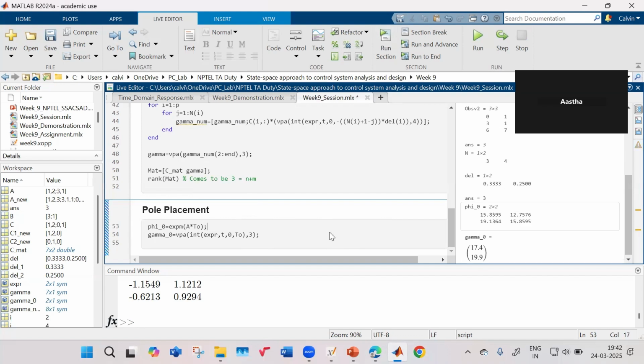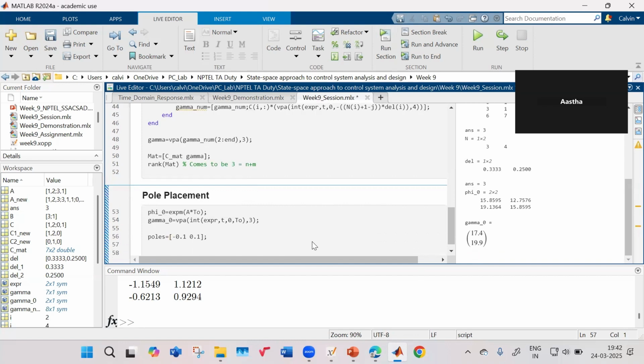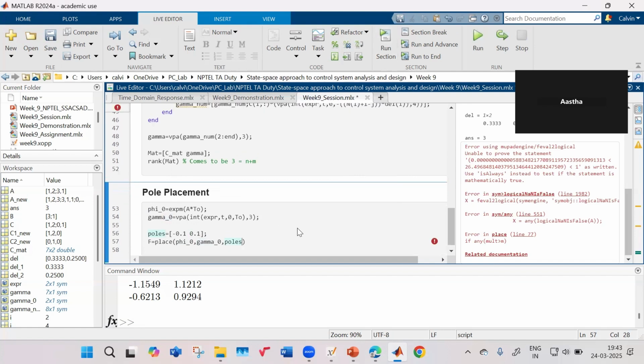Now we have to place our poles. Let us say we will place them at minus 0.1 and 0.1. Okay, let's just take this. Now the F is place of phi naught, comma, gamma. This is our F. Okay, not poles. So this one.